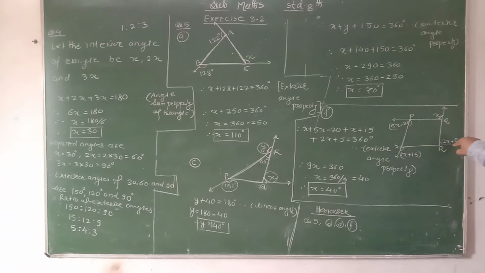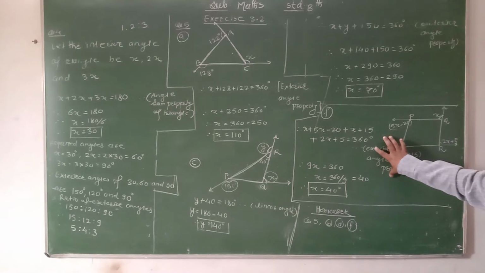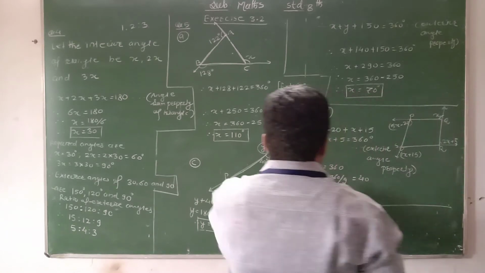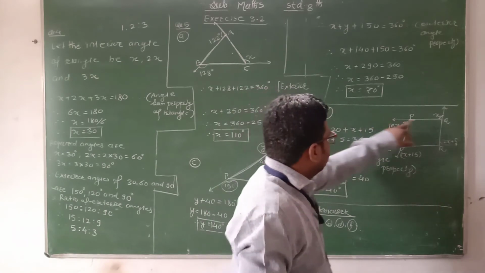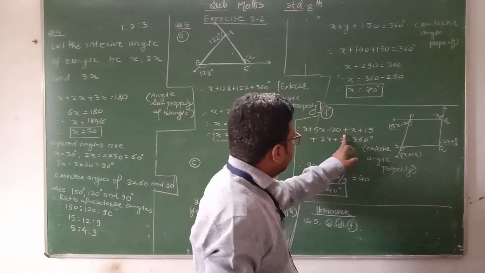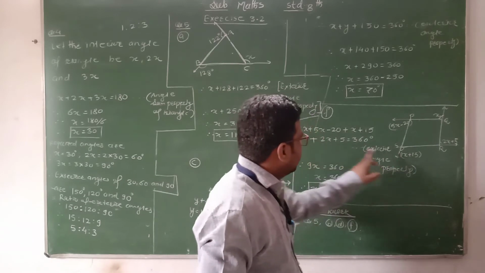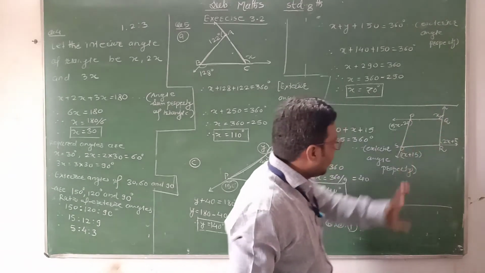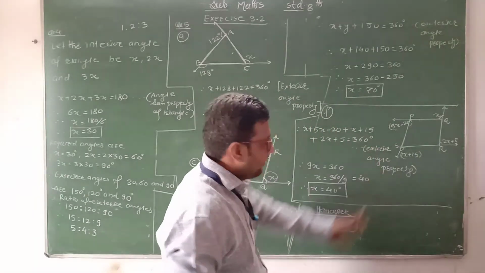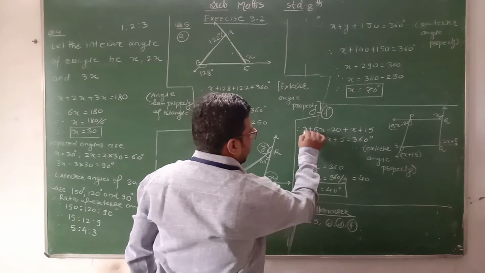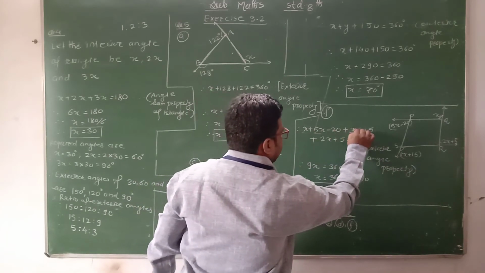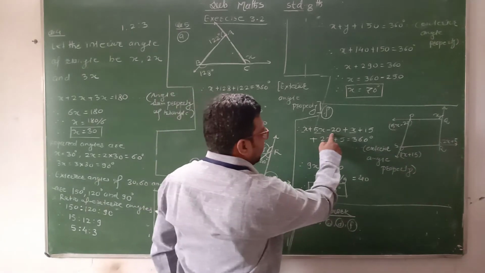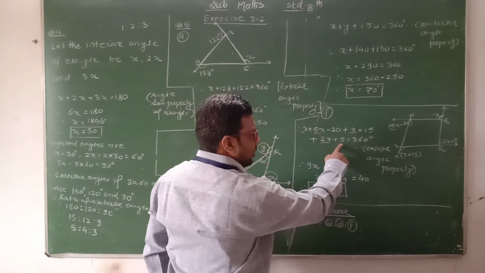All exterior angles are given there. We use the property of exterior angles. The sum of these angles is equal to 360 degrees. That is x plus 5x, then 5x minus 20, plus x plus 15, plus 2x plus 5. The sum of all four exterior angles in this quadrilateral is equal to 360 degrees. Now there are x variable terms: x plus 5x plus x and 2x. Their addition is 9x, and minus 20 plus 15 plus 5 is equal to 0.